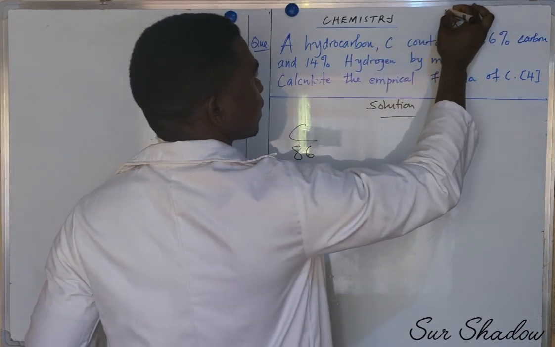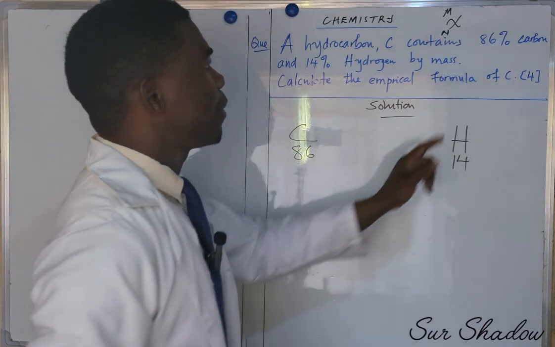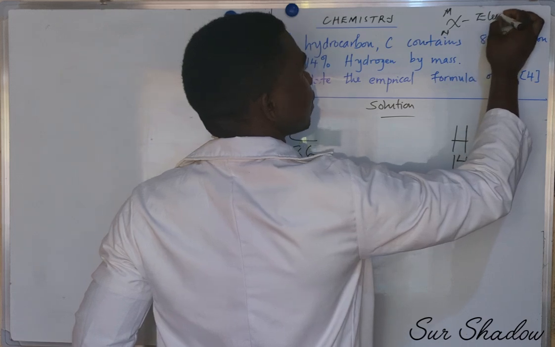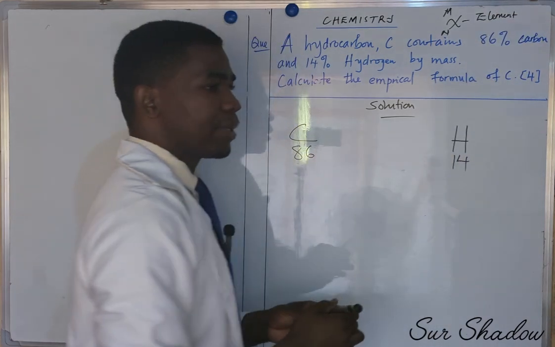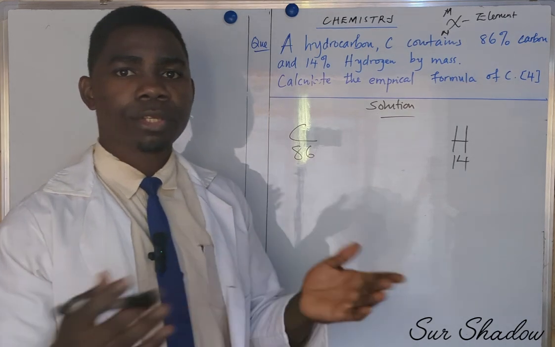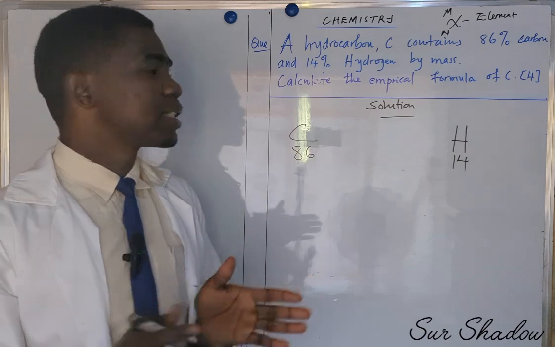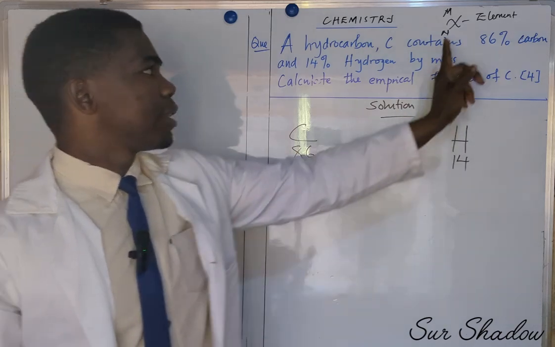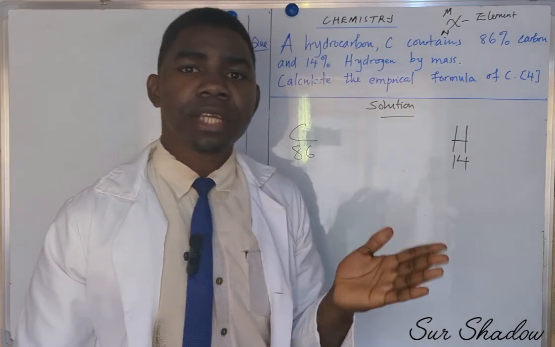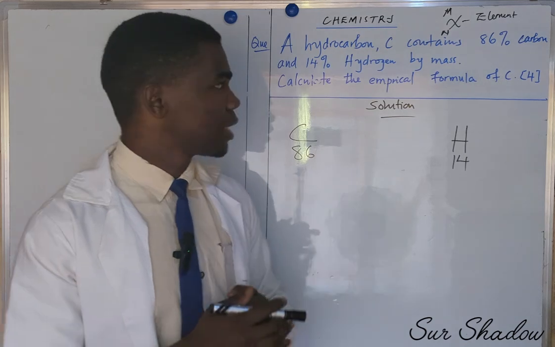I can just say this is M, this is N, meaning X is an element. That element might be carbon, hydrogen, oxygen, sodium, magnesium, etc., chlorine, potassium, calcium, etc. This is your element. Then this letter M is representing the mass number.